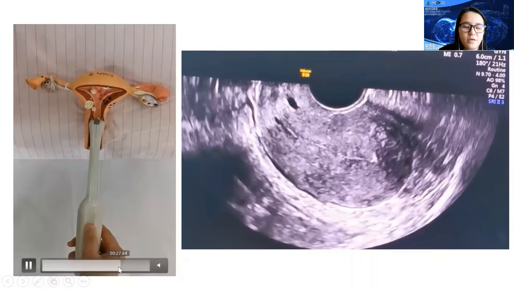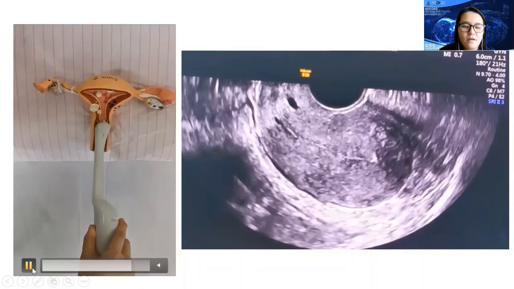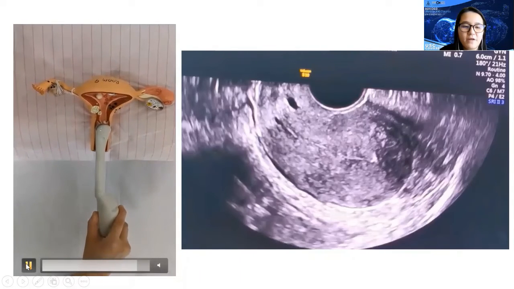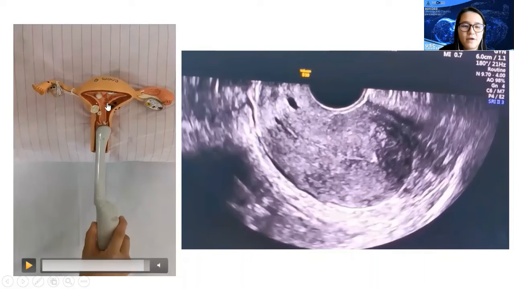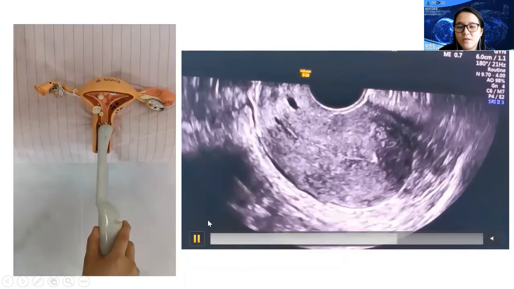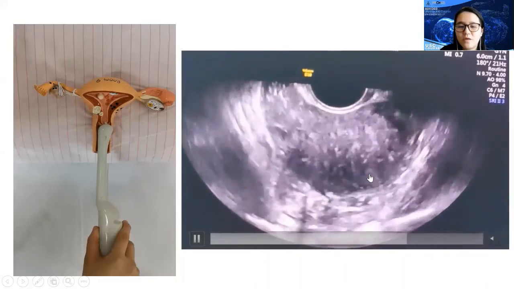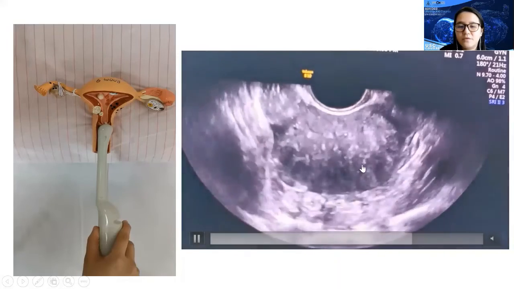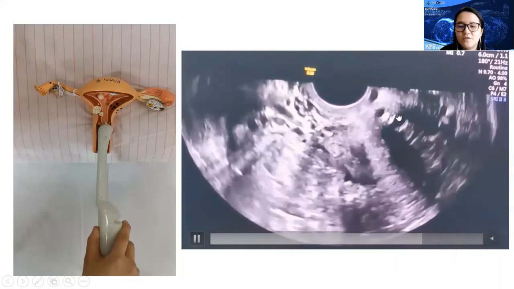Sorry, just go back. Okay, then you rotate it and then sweep up, you will see the fundus. Sweep down, you will see the cervix. Okay, up to the fundus, down, you will see the cervix. All right, so this is what you see in real life. So I am sweeping up and down. Okay, so you can see this is the endometrium. This is in a transverse view.